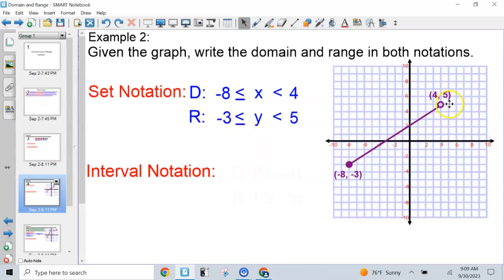Interval notation, same thing. Left to -8, closed, all the way right to +4, open, parentheses. Range: how low does it go? -3, closed, all the way up to +5, open, parentheses.